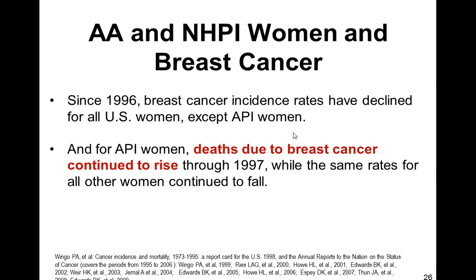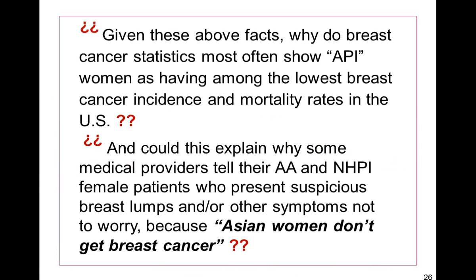So when we disaggregate the data, it tells us a different story. Given the facts that you have seen, why do breast cancer statistics most often show API women as having some of the lowest breast cancer incidence rates and mortality rates in the U.S.? And I guess this explains why providers tell their Asian and Pacific Islander patients that they don't need to worry about breast cancer because they're not at risk, because the data is presented in a certain way to them as well.